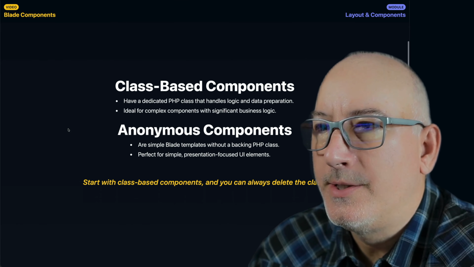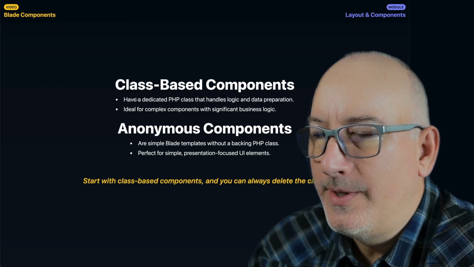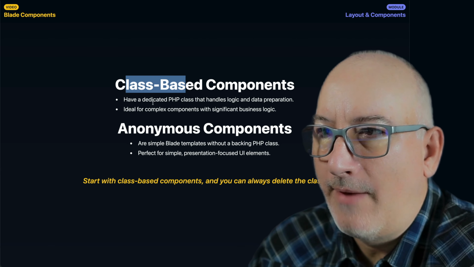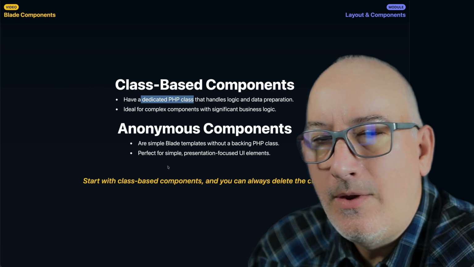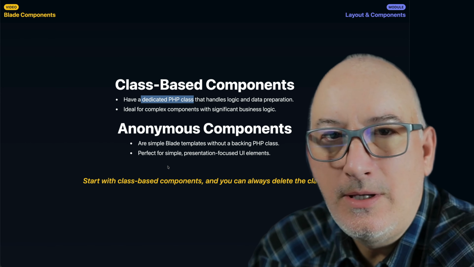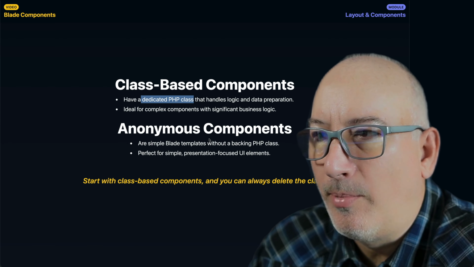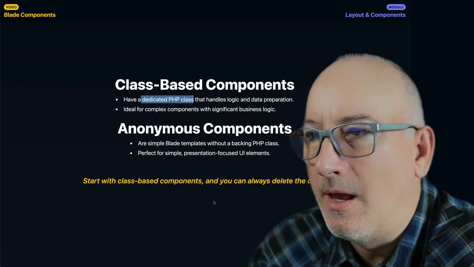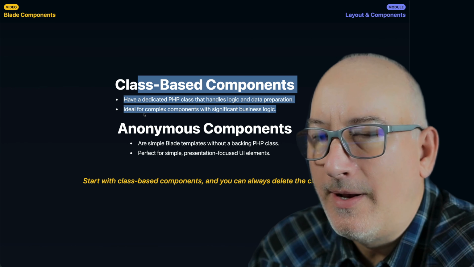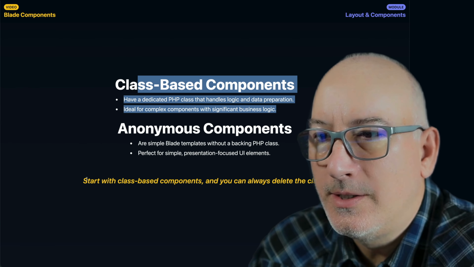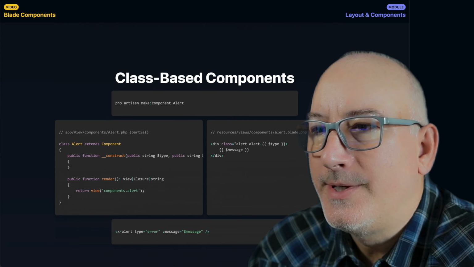And just to summarize, you have class-based components and then the anonymous components. The difference is these class-based components are going to have a backing PHP class where you can do more in-depth logic. If you don't have a need for that in-depth logic, then you can just use the anonymous components. They don't have the backing class, and these are perfect for simple UI-based elements. And when in doubt, you could always start with a class-based component, and then if you find out that you're not using that class, just delete the class, and then you'll end up with an anonymous component. So we're going to go through a couple of examples here.